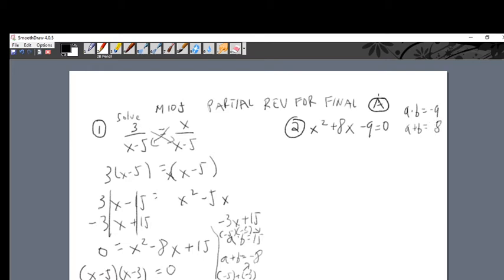The magic numbers are positive 9 and negative 1. Positive 9 times negative 1 is negative 9. Positive 9 plus negative 1 is equal to 8. So what do we got? We've got x plus 9 times x minus 1 equals 0.